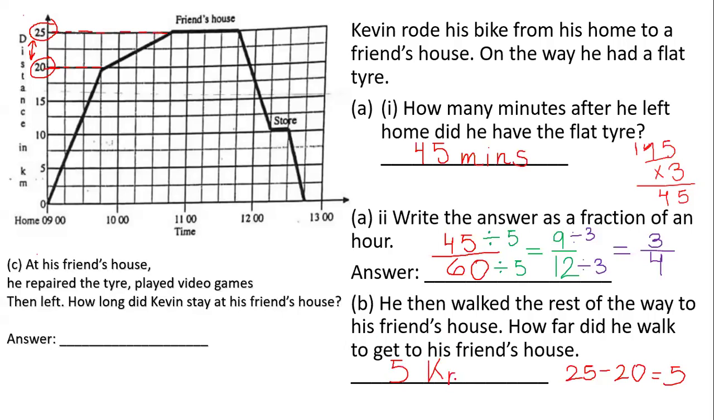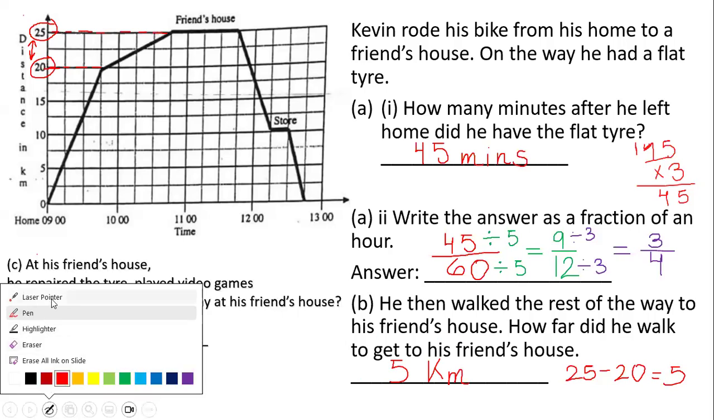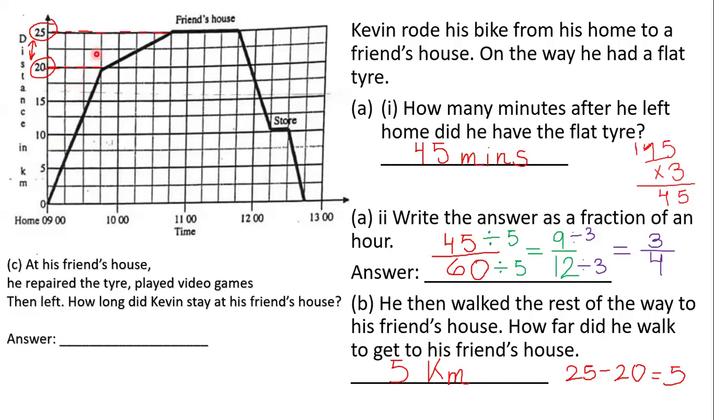So quick recap. What we did here is that we're trying to figure out the distance that he walked the rest of the way. So it's going to be from 20 to 25, right? From 20 to 25, because he got a flat tire here, and then he arrived at his friend's house at the 25 kilometer mark, okay?